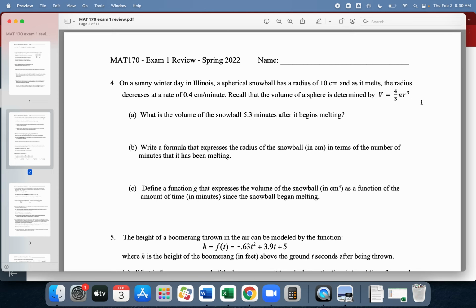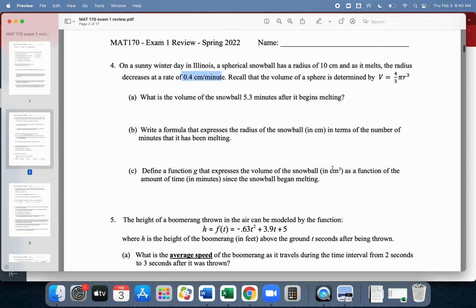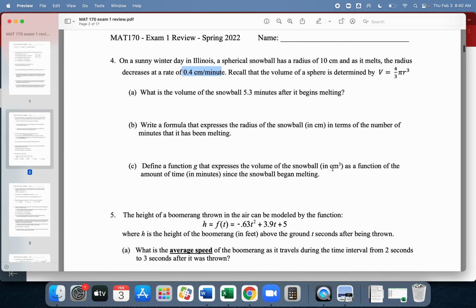Because it's like, well, what if I know that the radius is changing? It's a snowball and the radius is melting. Well, the snowball is melting, so the radius is shrinking. In fact, it's decreasing at a rate of 0.4 centimeters per minute. That would be a constant rate of change. So I could write a formula for my radius, and pop it in that spot there. And then I have a formula for volume based on how much time has gone by, how long this snowball's been melting. So lots of combinations of things we've talked about.